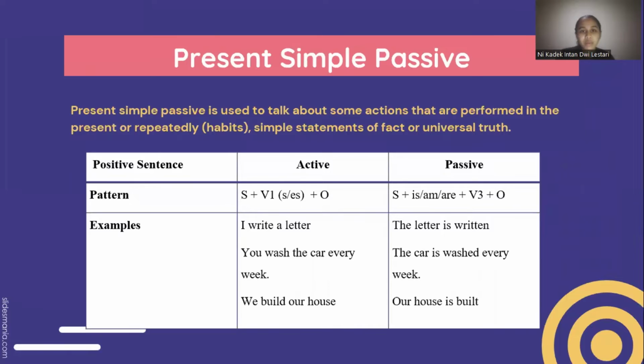So now we are going to move to present simple passive. Present simple passive is used to talk about some action that is performed in the present or repeatedly, or habits, simple statements or facts, or universal truths. And then for positive sentences here, I have the pattern: for active voice, it is subject plus verb 1 with s or es plus object. And for passive, it is subject plus to be (is, am, are) plus verb 3 plus object.